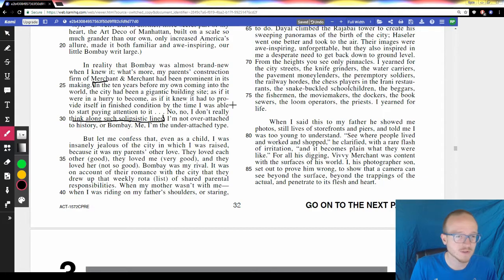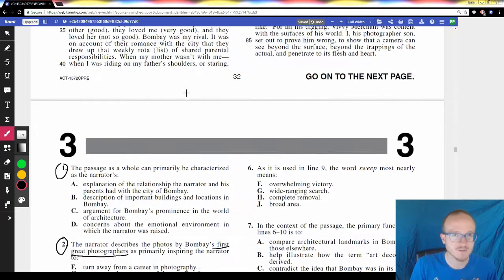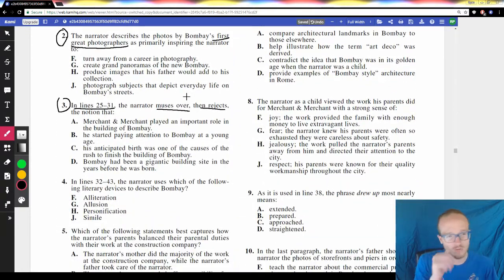"And it's as if it knew it had to provide itself in finished condition by the time I was able to start paying attention to it." What is it referring to? It's referring to the city being Bombay, right? So there's this idea that the city has to finish itself for him in some important way, right? So let's see which best matches that.